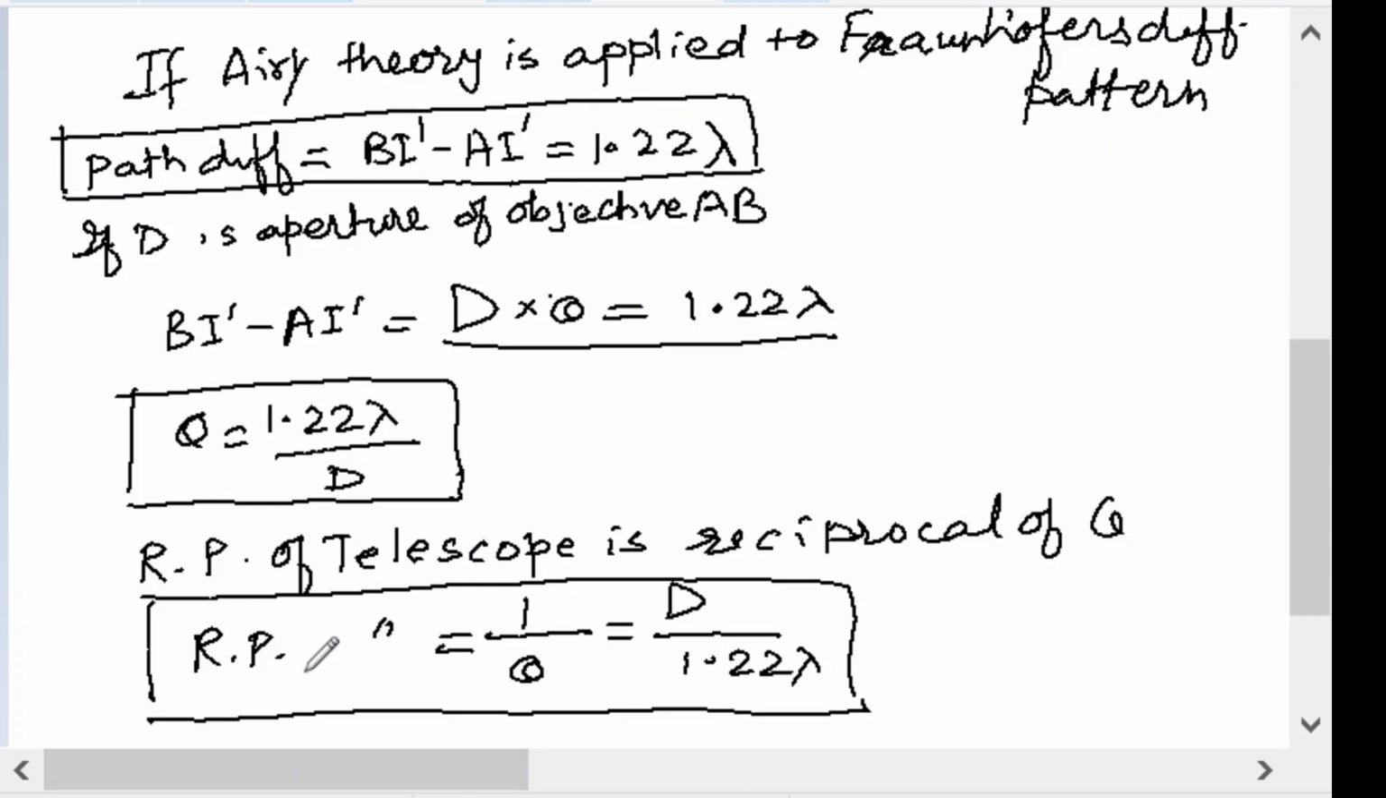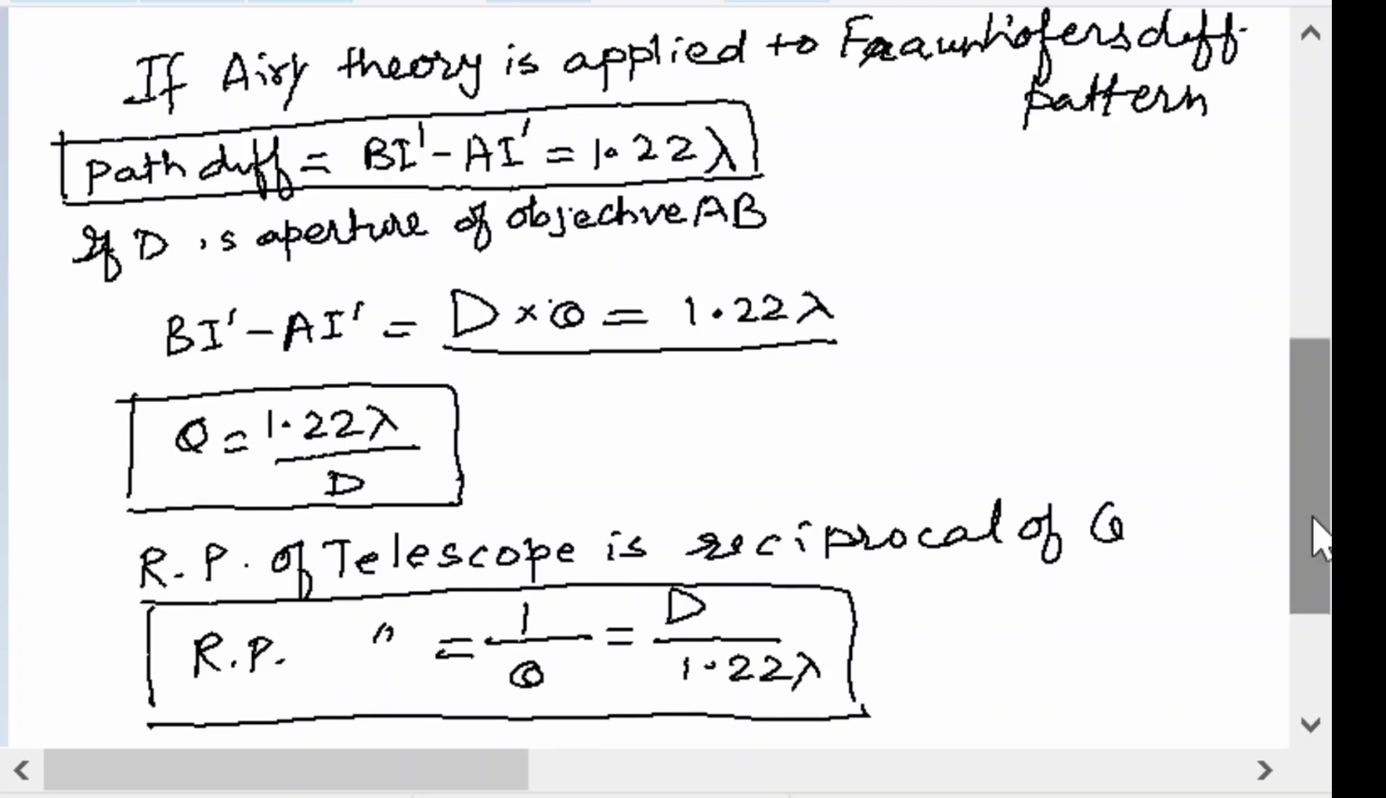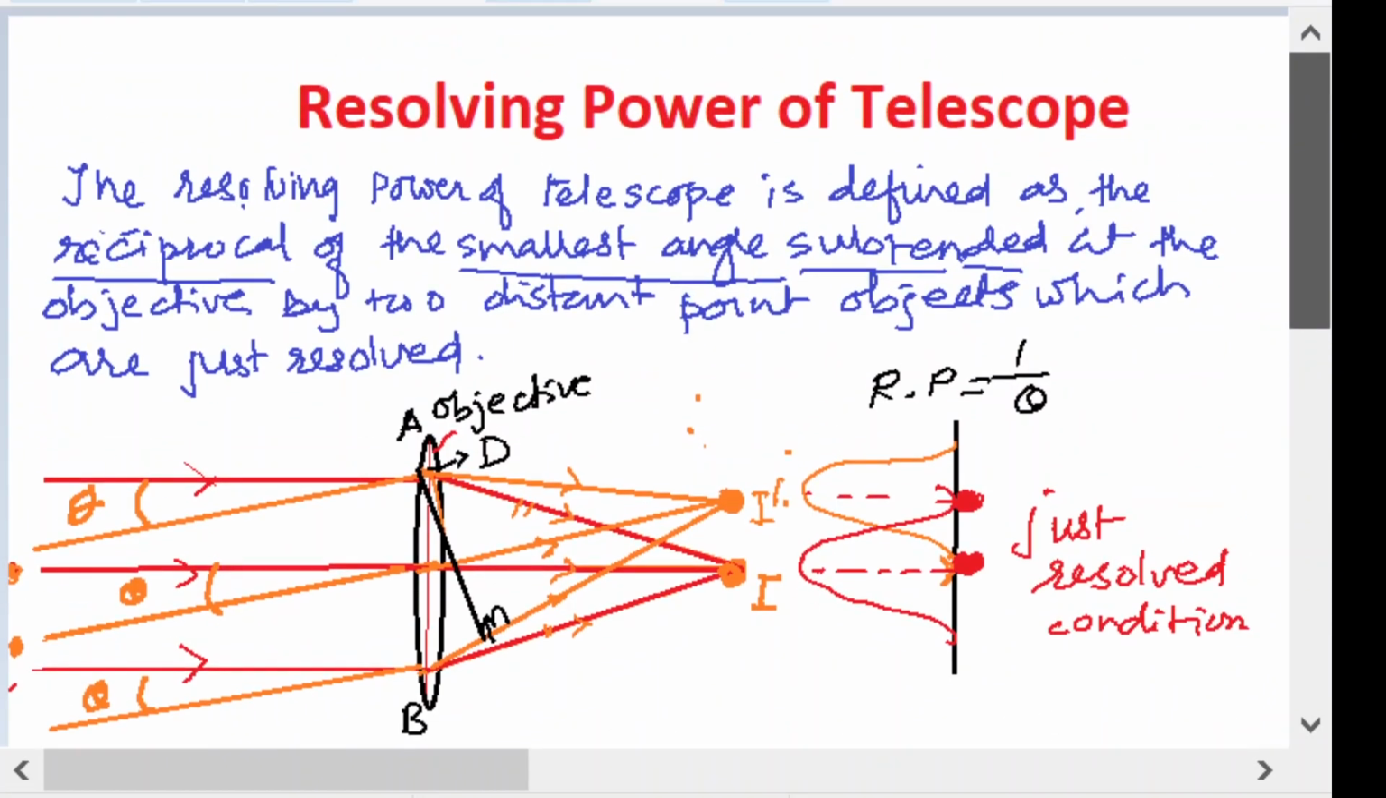In the next lecture, we will solve the numericals depending upon the resolving power of microscope as well as the resolving power of telescope. Till that time, study well and have a nice day.